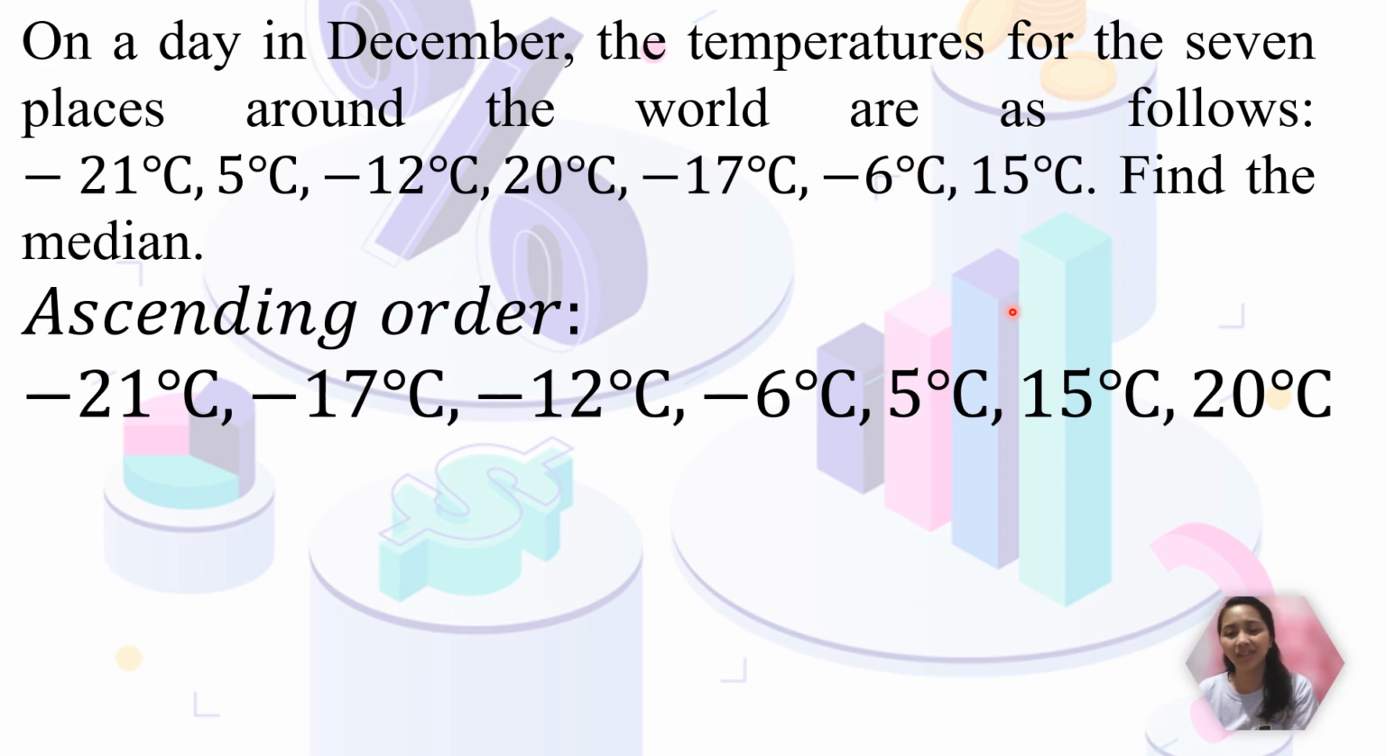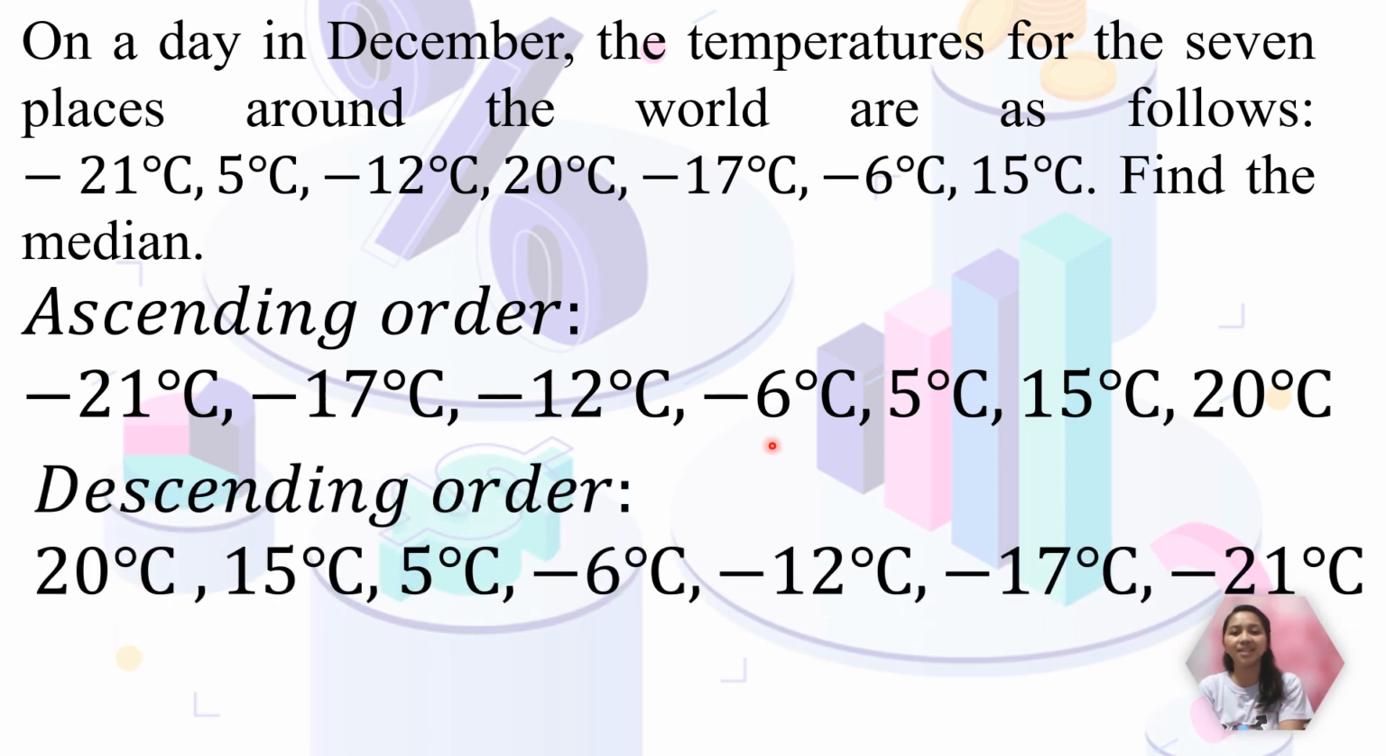Ngayon, 7 divided by 2, we will be having 3.5. If we're going to round it up, it will become 4. So, we have the 4th place. So that is our median. 1, 2, 3, 4. Meaning to say, our median is 6 degrees Celsius.